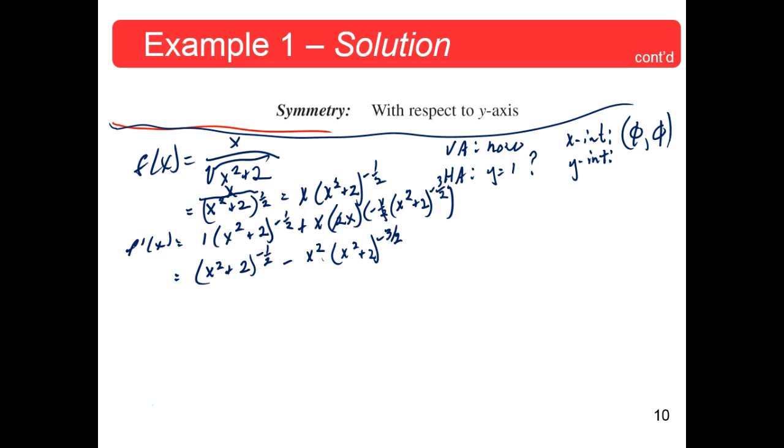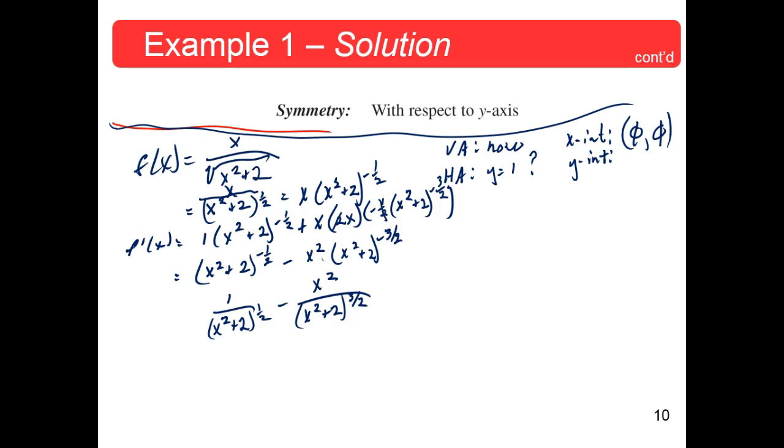So let's go back and write it. I think I still like fractional exponents, but let's put them back in the denominator again. This will be 1 over x squared plus 2 to the 1/2 power. And this will be a minus x squared over x squared plus 2 to the 3/2 power. Now, if you want to get that in as a single fraction, what would you have to do?